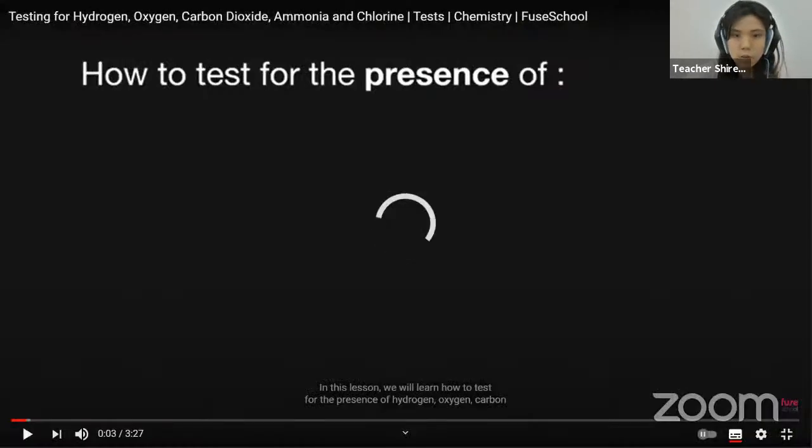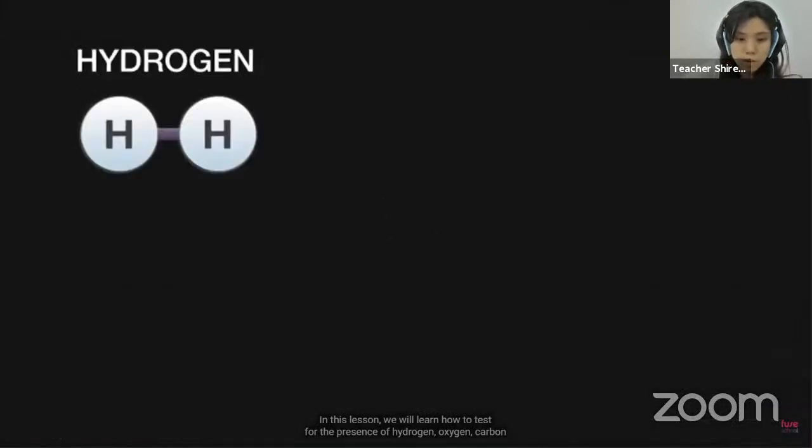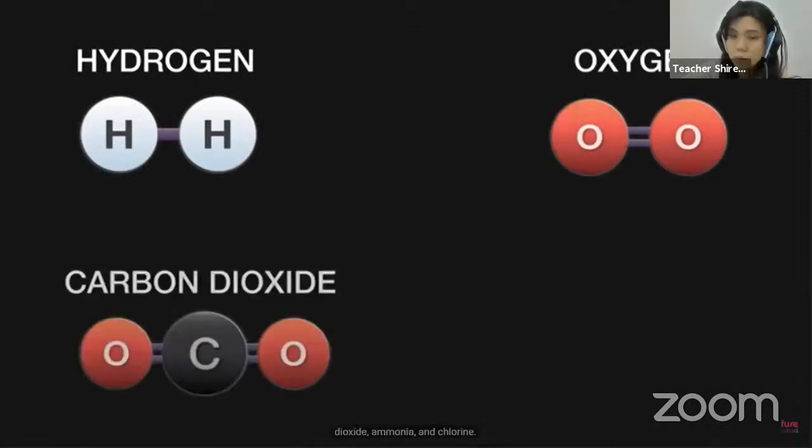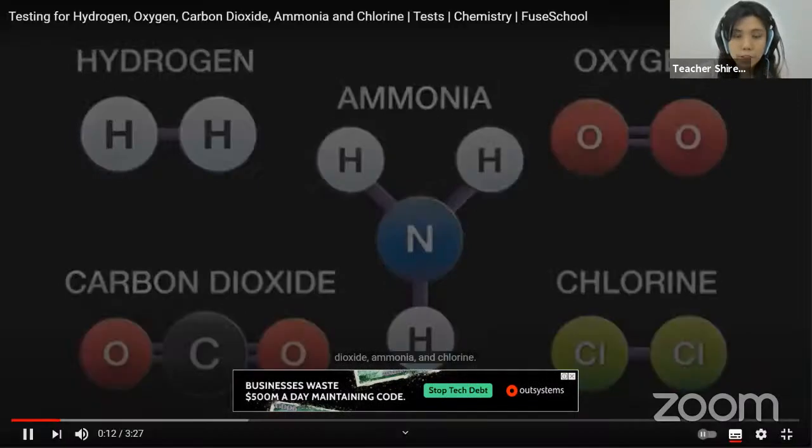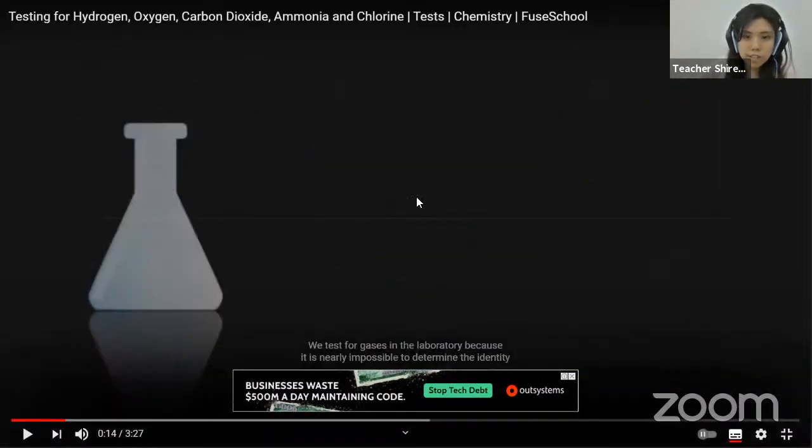Tests for the presence of hydrogen, oxygen, carbon dioxide, ammonia, and chlorine. For this chapter, you just need to focus on oxygen and carbon dioxide. The rest, just listen. If you understand, perfect. If you don't understand, it's fine, because hydrogen and ammonia and the rest will be covered in more detail in your Year 6.